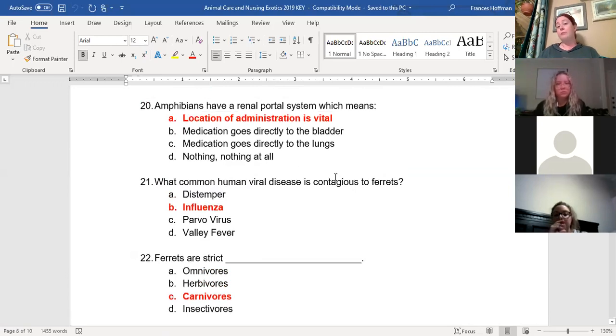Amphibians have the renal portal system, and that means that the location of administration is vital. We need to give our medications in the front half of the body rather than the back half. If we give them in the back half, it means that it gets taken out of circulation, goes through the kidneys or goes through the liver, and that can be too high of a concentration for those organs. If we give it in the front half of the body, it goes through the systemic circulation first before getting removed, and so then it should hit the target tissue.